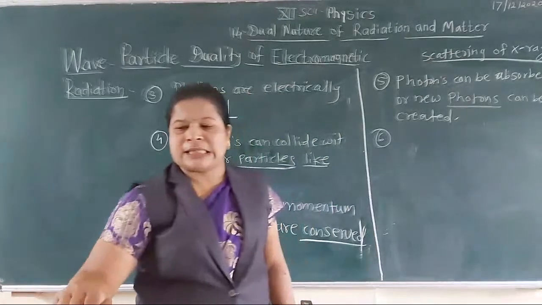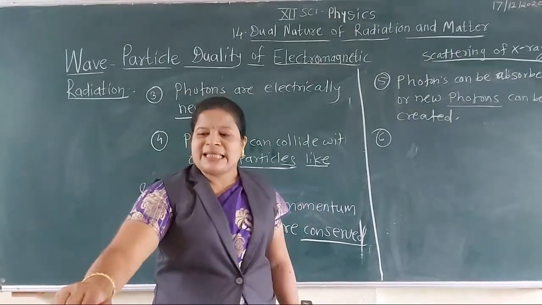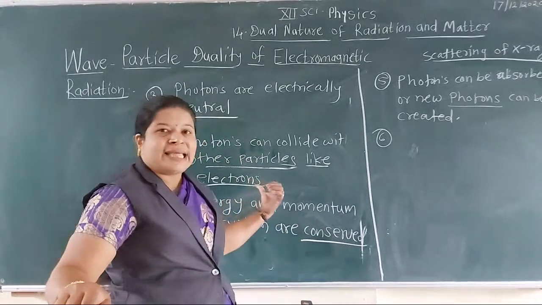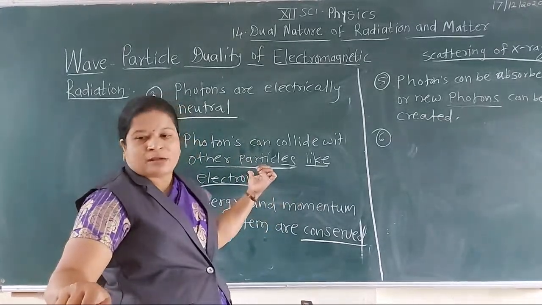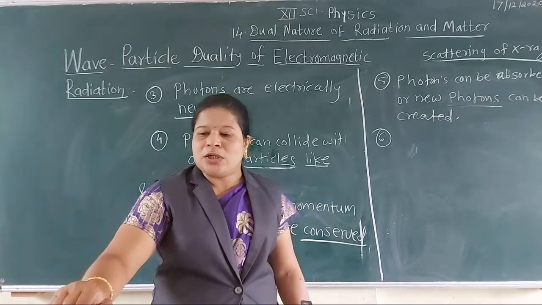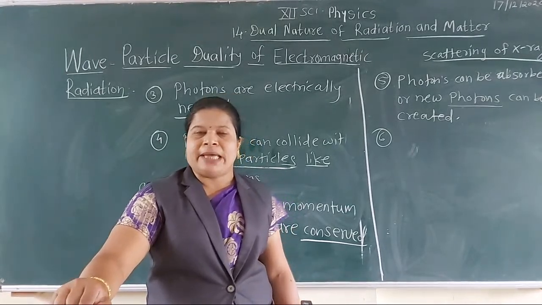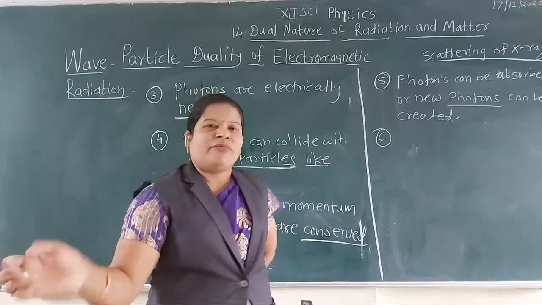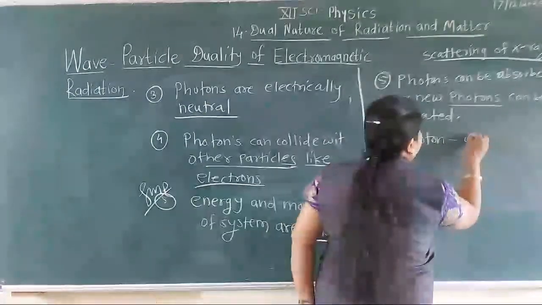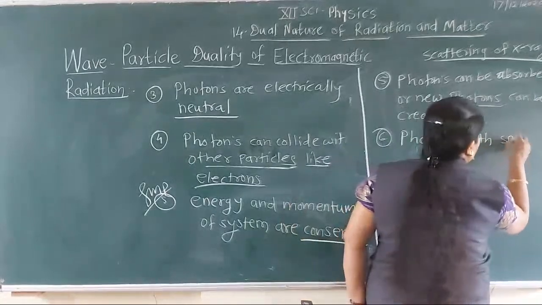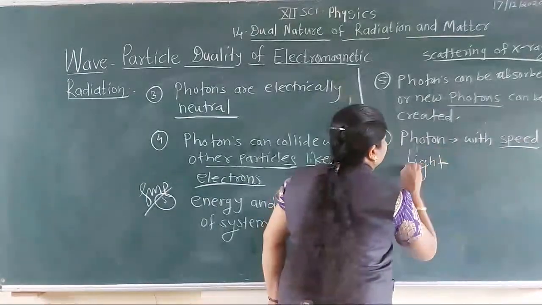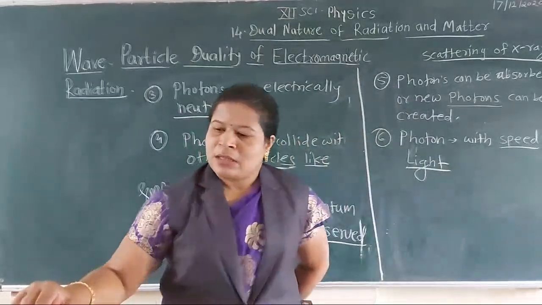Observation number 6. Photons can transfer their energy and momentum during collision. As we see in observation number 4, photons can transfer their energy and momentum during collisions with the particles and disappear. Photons always move with the speed of light.